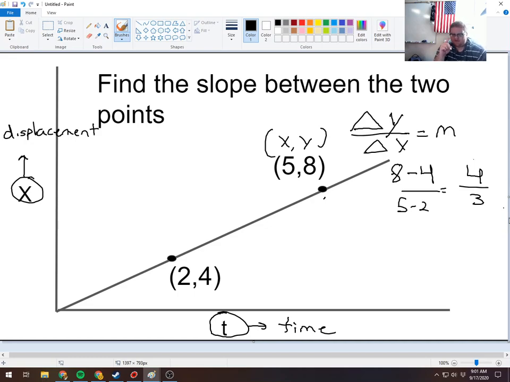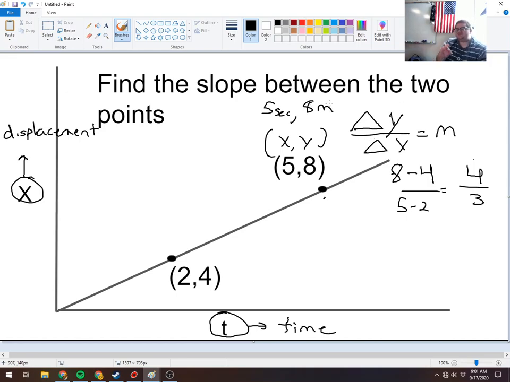But let's think about this for a moment. What is this actually representing? What if instead of just having 5 and 8 and 2 and 4, we actually put units with that? Let's assume these are the standard units. The x-axis is down here. This is the time axis. So instead of 5, let's give it a unit. Let's say this is 5 seconds, comma. Instead of 8, this is the y-axis. The y-axis runs up and down. This is displacement. The standard unit for displacement is meters, so 8 meters.